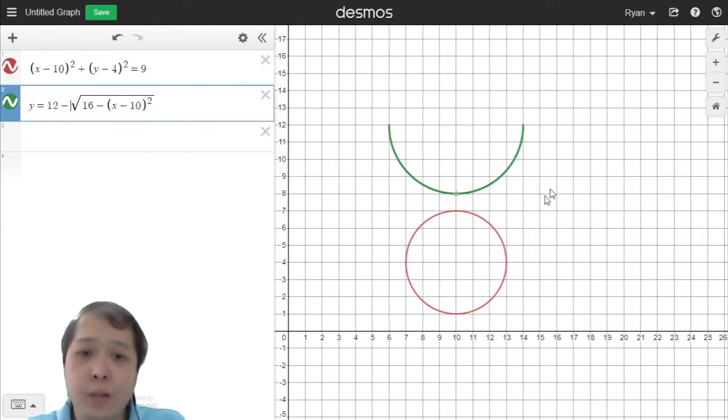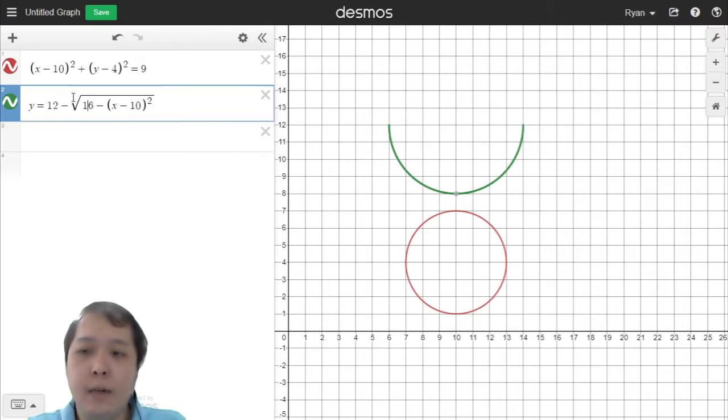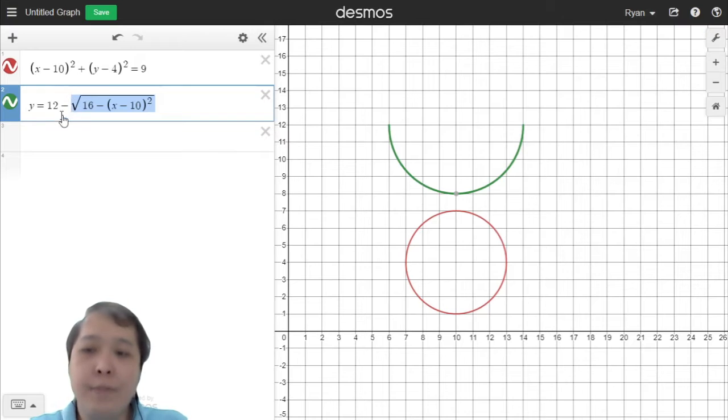Why is it only the bottom part? Quite simple. If we take a look carefully at the equation, remember that the square root of any number must be positive inside, right? It will never be negative. So whatever is here, this value will always be positive. And we have a negative sign here, so everything here must be negative. That's why it's only the bottom part.